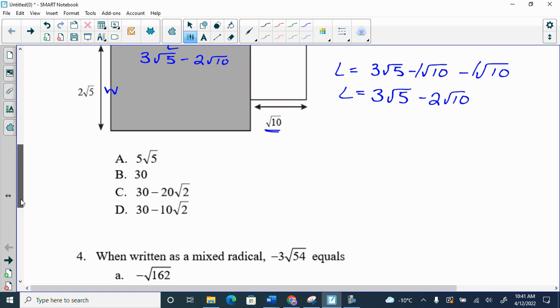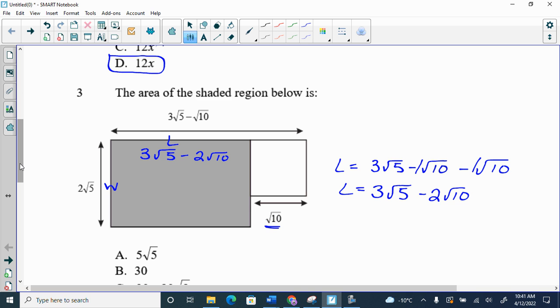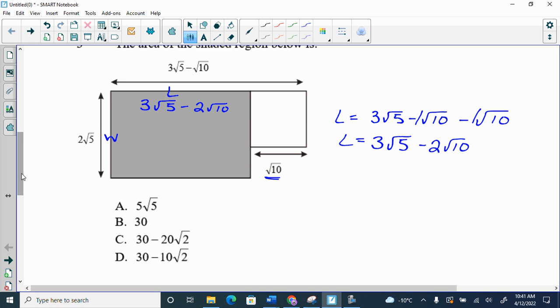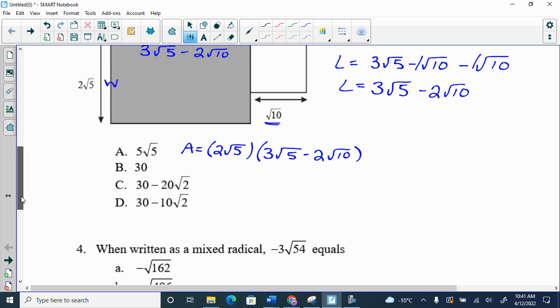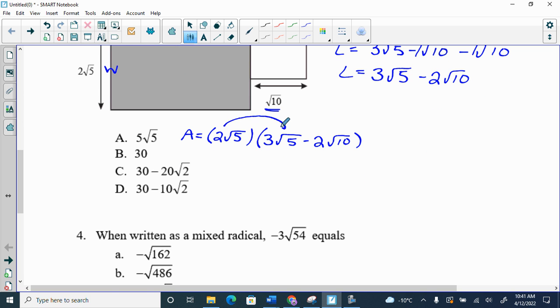And then we want the area, correct? So area is length times width. So we're going to go 3 root 5 minus 2 root 10, and that's multiplied by 2 root 5. So 2 root 5 times 3 root 5 is 2 times 3, which is 6. And root 5 times root 5 is 5 in brackets. Remember when you multiply two of the same together, you get that number in brackets?